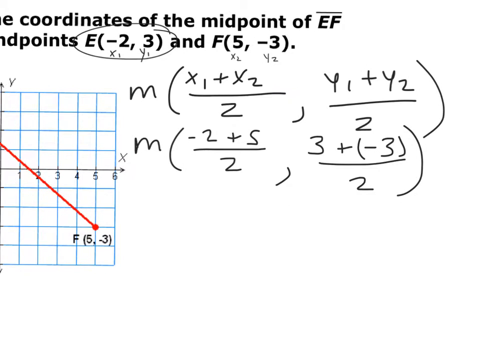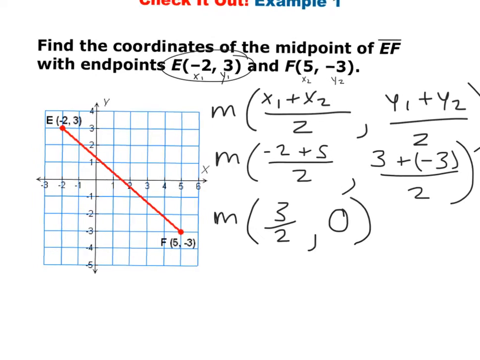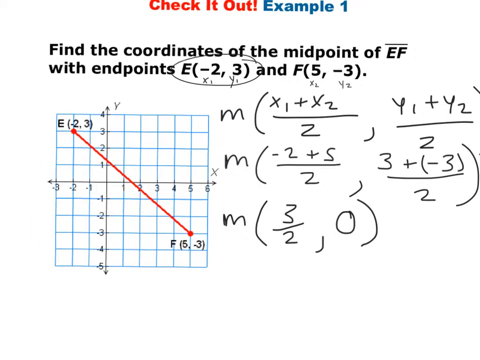And then we can solve for the x-coordinate of our midpoint. So negative 2 plus 5 would be 3 over 2, 3 halves, and 3 plus negative 3 would be 0. 0 divided by 2 is just 0. So our midpoint would be 3 halves, comma, 0.